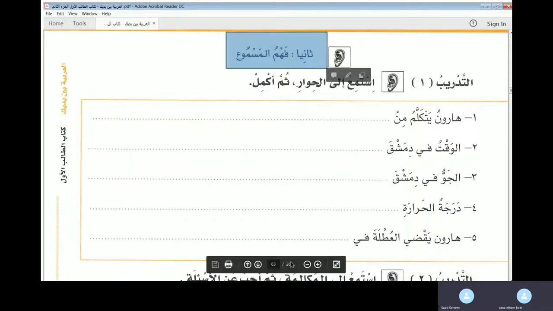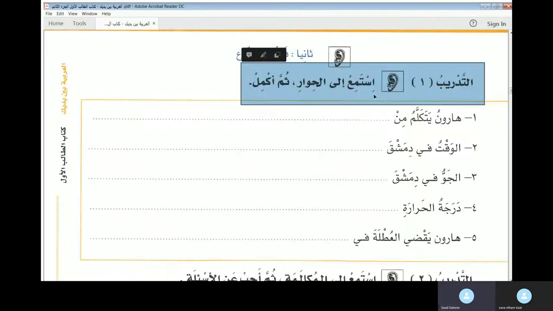Okay. Next, page number 63. Understanding of what you hear. First exercise. Listen to the dialogue, then complete. Listen to the dialogue, then complete. I will read the dialogue.